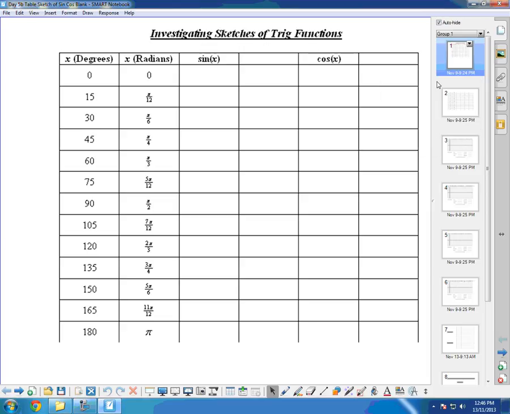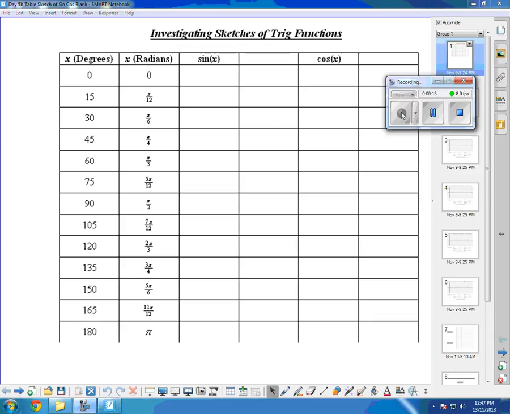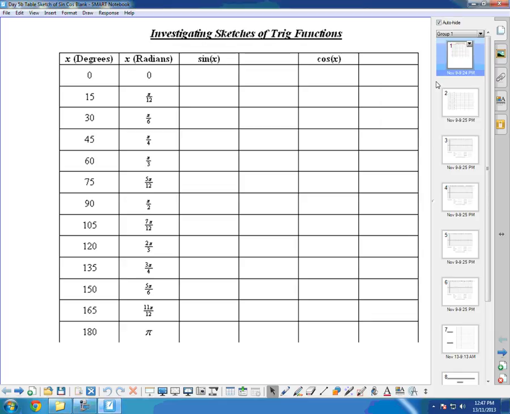Okay, for the second half of class then, we're going to investigate the trig functions, the graphs of the trig functions. So you've got another worksheet here called Investigating Sketches of Trig Functions that looks very much like this.